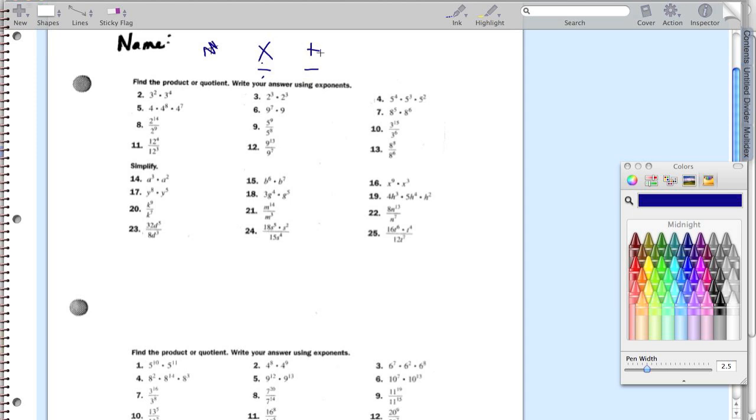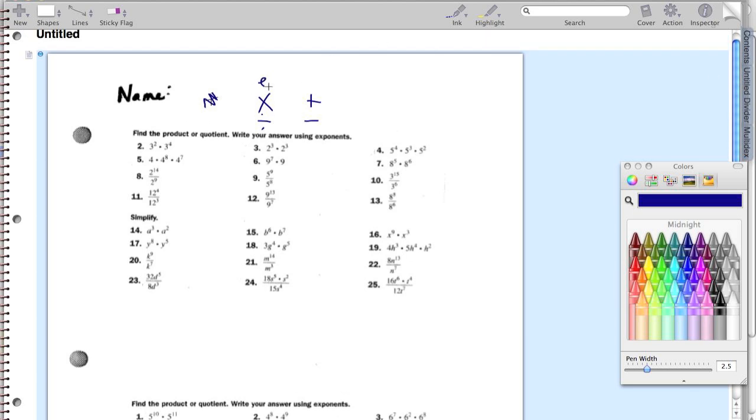And multiplication kind of looks like plus, and division kind of has that subtraction sign in it. So this is what you do when you are working with exponents. The bases stay the same, but the exponents, if you're multiplying, you add them. If you're dividing, you subtract them.